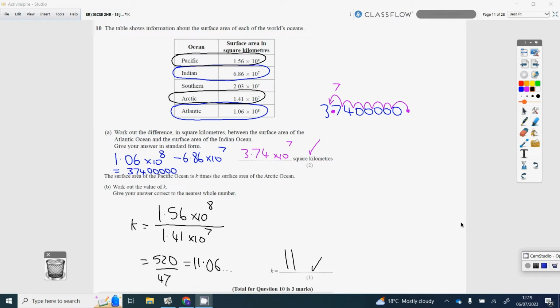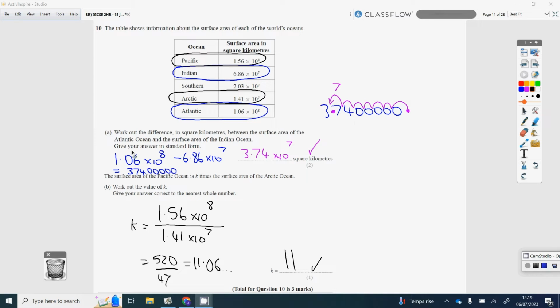Question 10. So for part A, we're being asked to work out the difference in square kilometres between the surface area in the Atlantic, which is 1.06 times 10 to the 8, and the Indian Ocean, 6.86 times 10 to the 7. So just simply put this into your calculator to work it out. I would use the times 10 to the x button, the one that is right at the bottom of the middle of most calculators. Anyway, popping that into your calculator, I get my answer in normal format. So this 374 followed by 5 zeros.